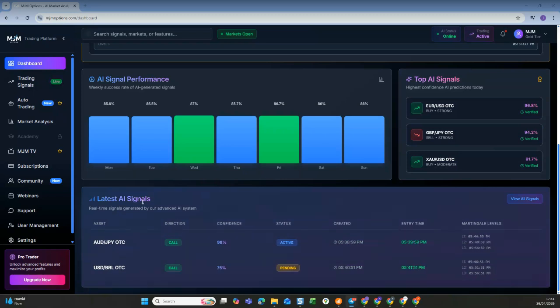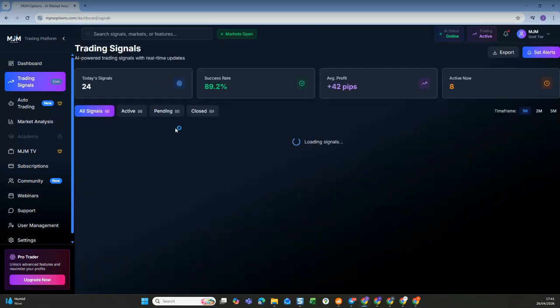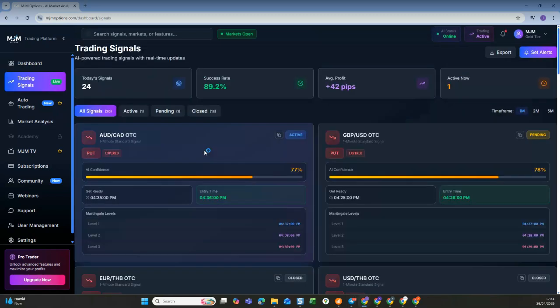The next thing we have is trading signals. This is the other part of the AI. This part of the AI is the other side where we take signals from.